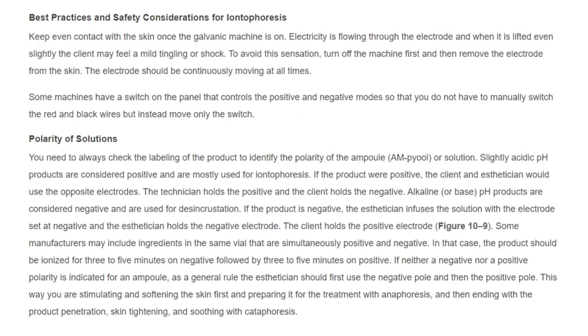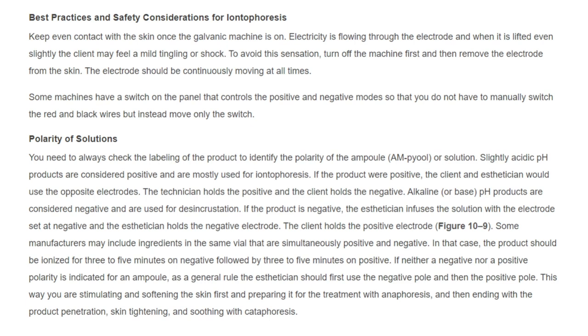Keep even contact with the skin once the galvanic machine is on. Electricity is flowing through the electrode, and when it is lifted even slightly, the client may feel a mild tingling or shock. To avoid this sensation, turn off the machine first and then remove the electrode from the skin. The electrode should be continuously moving at all times. Some machines have a switch on the panel that controls the positive and negative modes so that you do not have to manually switch the red and black wires, but instead move only the switch.